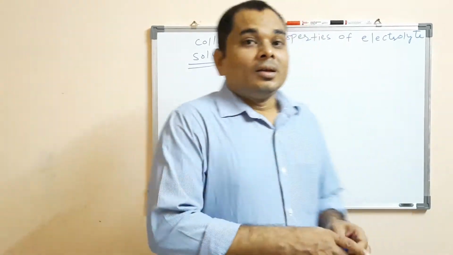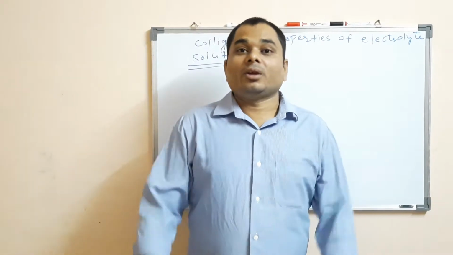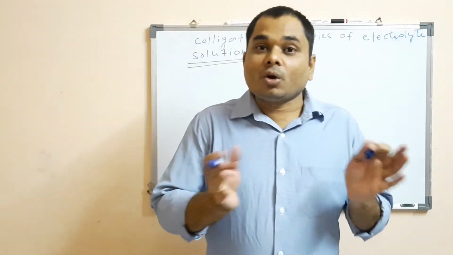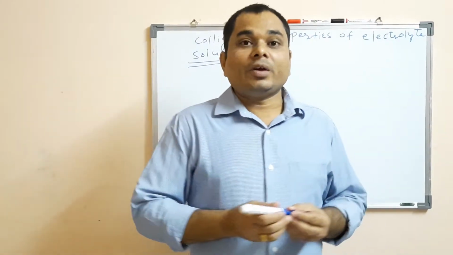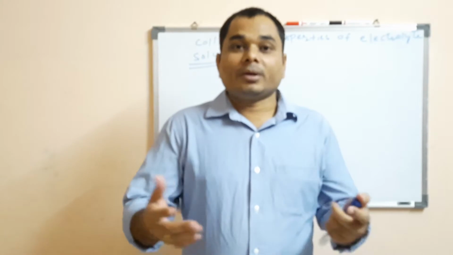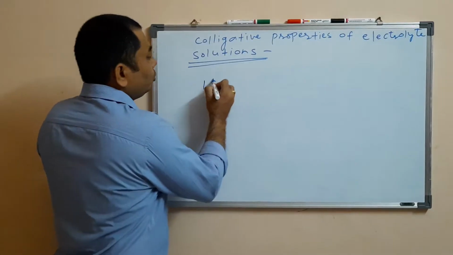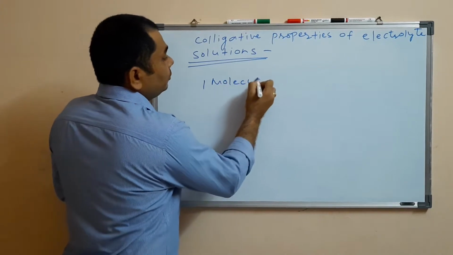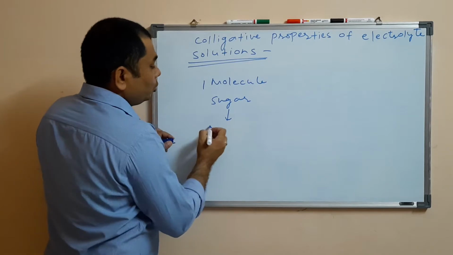Now, so far we have been discussing colligative properties of the non-electrolytes. Now what is the difference between non-electrolytes in the solution and electrolytes in the solution? Now when non-electrolytes are added to a solvent to prepare solution, they do not dissociate. मतलब क्या है, अगर one molecule sugar का add करेंगे तो वो one molecule ही रहेगा. It will not undergo dissociation.